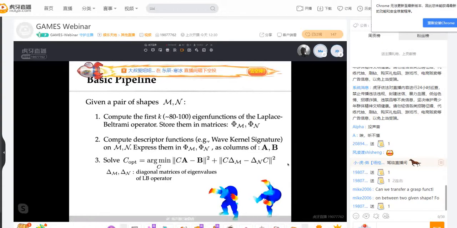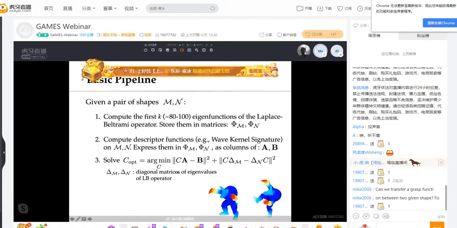What's important is that this energy that we defined has two very nice properties. The first one is that the number of unknowns is only k by k, so this matrix C, and it doesn't depend on the number of points on M and N, right? For example, if I have a 100 by 100 functional map, I have 10,000 unknowns, but the number of points on the surface can be arbitrarily high.